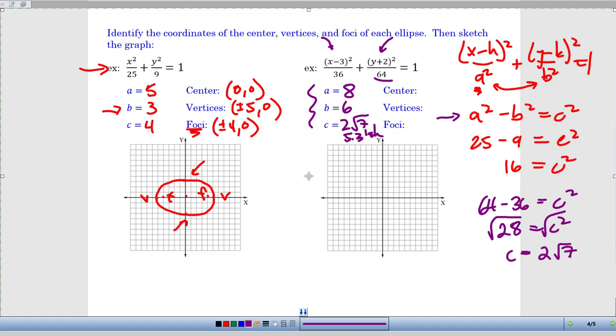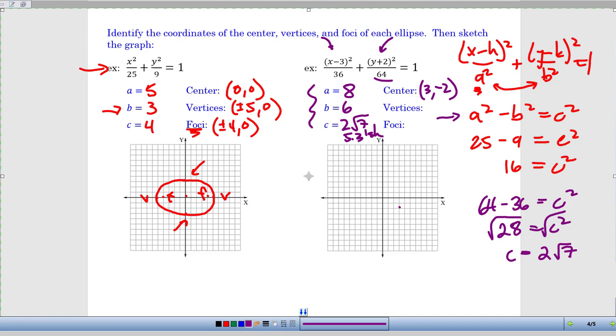So hopefully we can identify the center point. So x minus 3 means the x coordinate of the center is 3. Y plus 2 means the y coordinate of the center is negative 2. So I'm going to go over 3, I'm going to go down 2, and so there's the center of my ellipse.